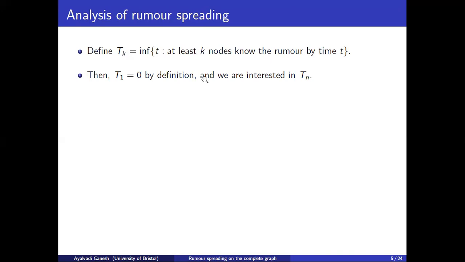So we started with a single node knowing the rumour, so T_1 is 0 by definition. And we are interested in the first time that all n nodes know the rumour, which is exactly what we called T_n earlier.